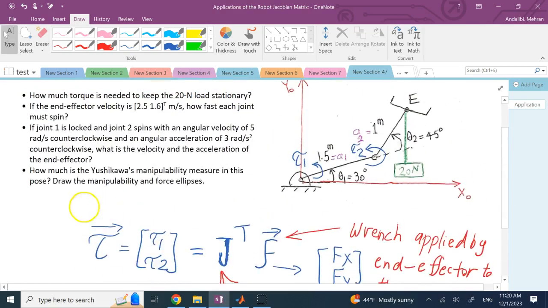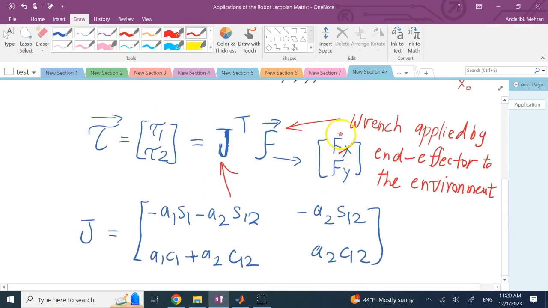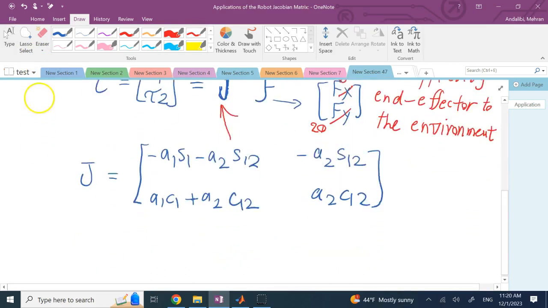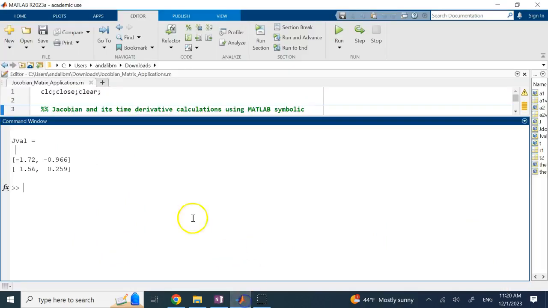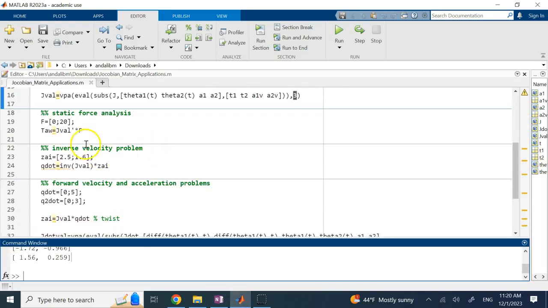In this case, for the wrench that is applied, the force in the y direction has to be the same as that 20, and there should be no x force because we don't need it in stationary. So this one is 0 and this one is 20, positive 20, again to keep it upward. If I multiply that by that Jacobian, I'm going to get the torques that are needed, and this is what you can see I'm doing down here.